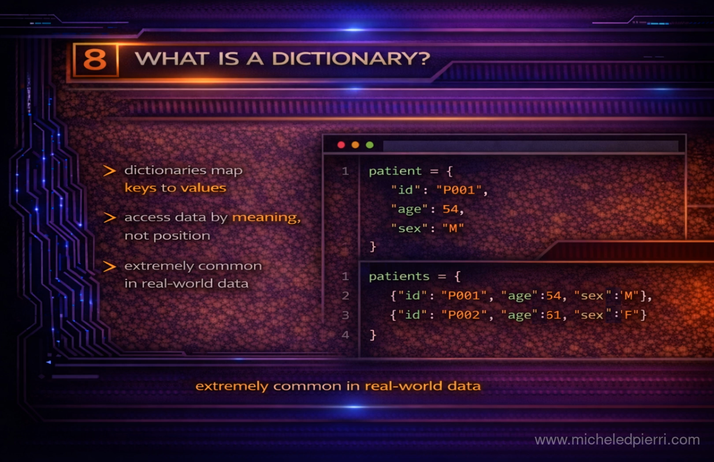On the right, you can see a patient represented as a dictionary. Each piece of information is stored under a key, like ID, age, and sex. Curly braces define the dictionary, and each entry is a key-value pair separated by a colon. This makes the code self-explanatory. You don't need to remember that position 1 means age. And below that, you can see multiple patient dictionaries grouped together as a small collection, basically a simple structured dataset made of labeled records.